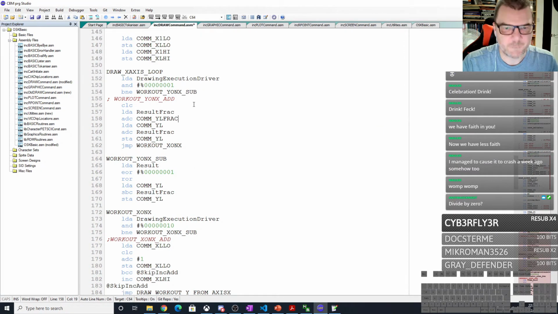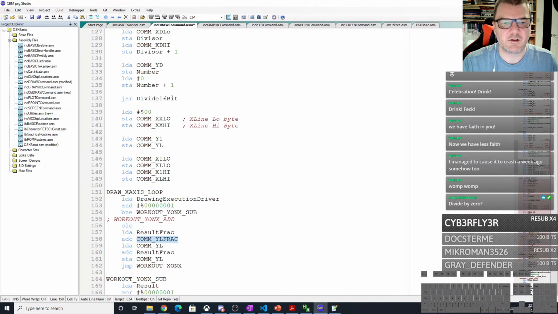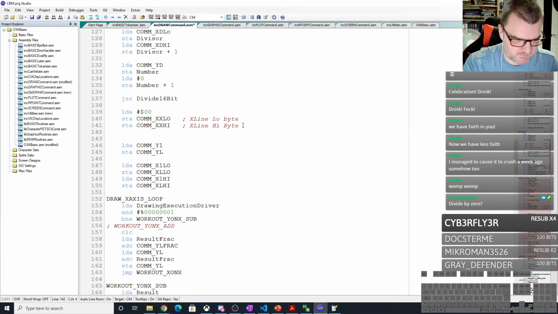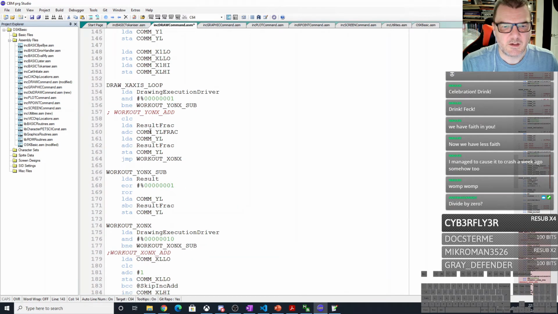YL frac. Right, I need to initialize these as well because they need to be set to 0. So we will use this. So store that in there. Store that in there. XL frac. They need to be zeros. Add it to the fraction, store it in the fraction. In fact, we'll do that.